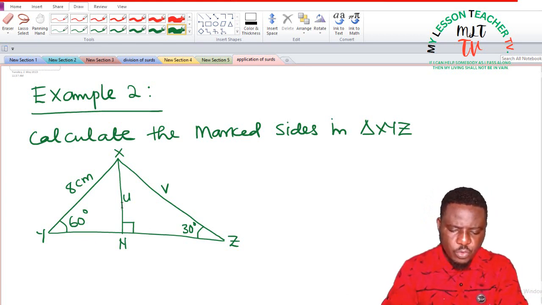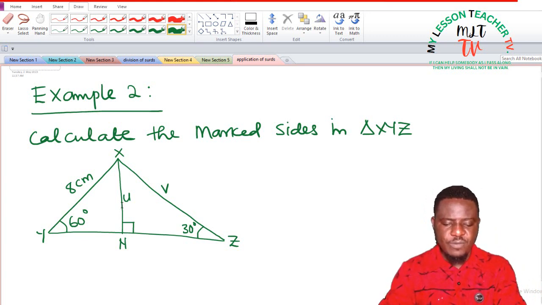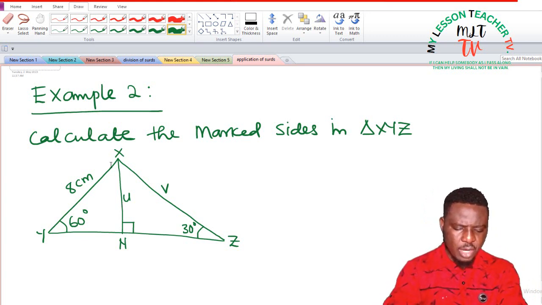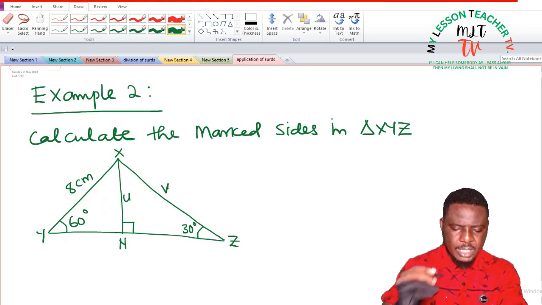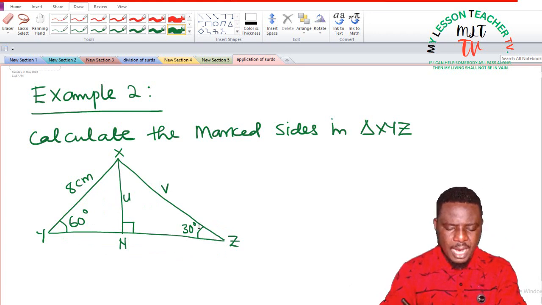We'll start by looking for U. Why do I want to get U before V? Because if I consider triangle XYN, we have two sides, one side given and one angle. We only have one side, which we are asked to find. But in triangle XNZ, no side is given, only the included angle is given.